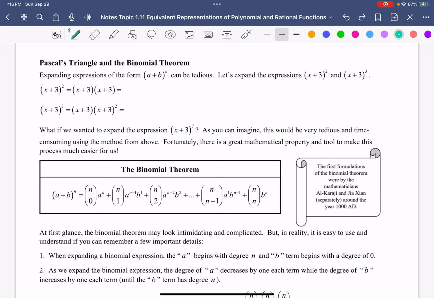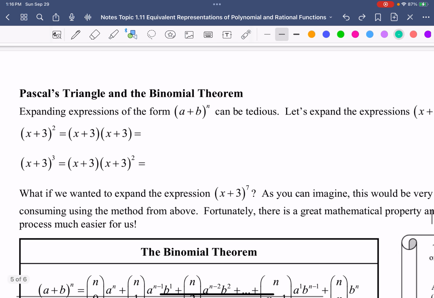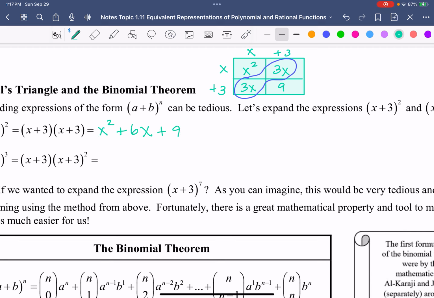Expanding expressions of the form a plus b to the power of n can be tedious. Let's expand the expressions x plus 3 squared and x plus 3 cubed. Anything squared is being multiplied by itself. So x plus 3 squared is the same as saying x plus 3 times x plus 3. Now I'm going to do box method. If you prefer to do FOIL, you are more than welcome to do FOIL. Okay, I'm going to do x plus 3 times x plus 3. I get x squared, 3x, and positive 9, and then I have to combine my like terms. So my answer here would be x squared plus 6x plus 9.